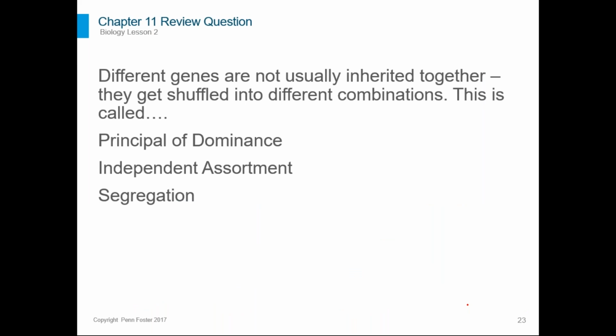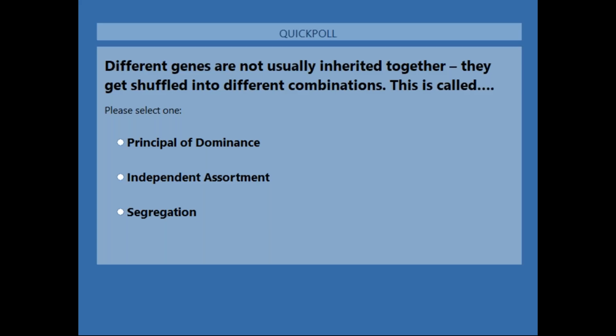Okay, so review questions again. Different genes are not usually inherited together. They get shuffled into different combinations. This is called what? Let me just bring up that poll. All right, so different genes, so completely separate genes, things like color and height, not related at all. Different genes are not usually inherited together. They get shuffled around. So what is the term to describe the genes getting shuffled around like that?